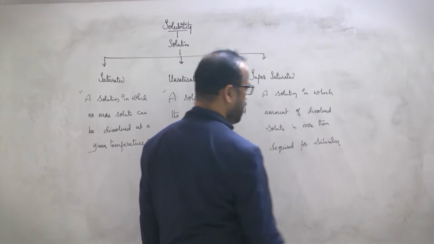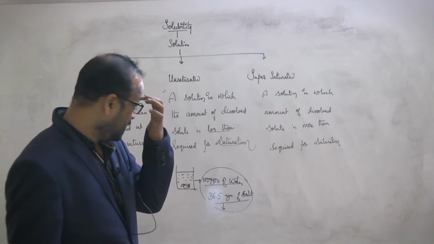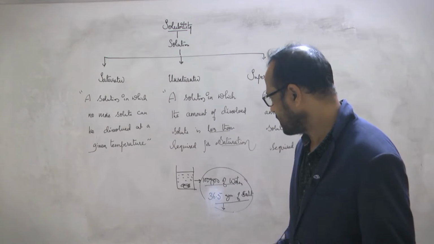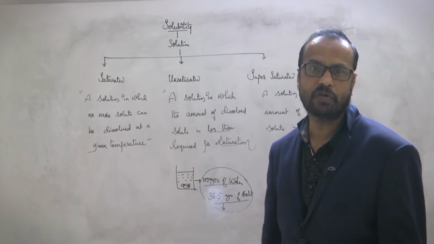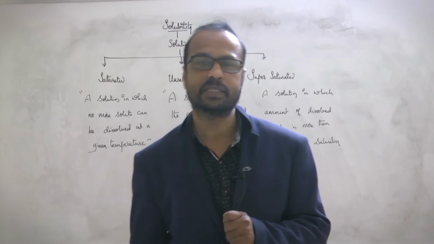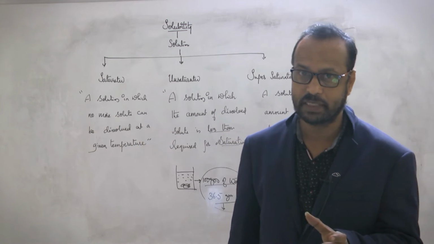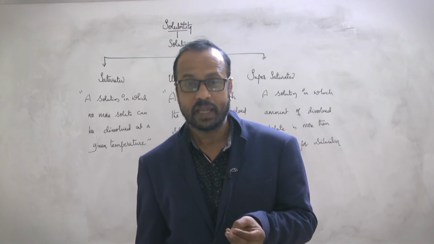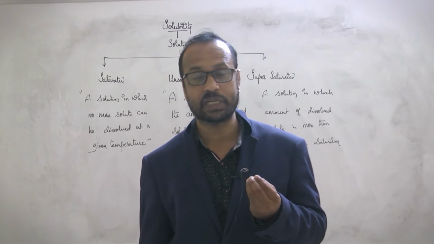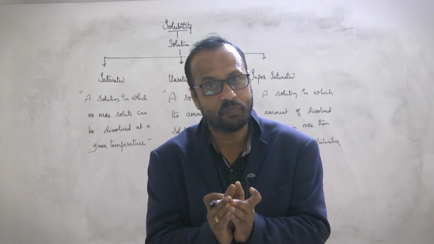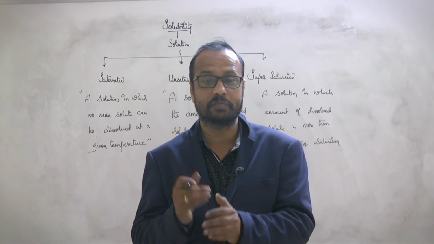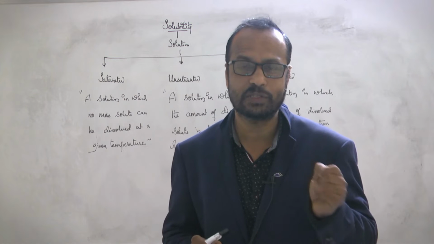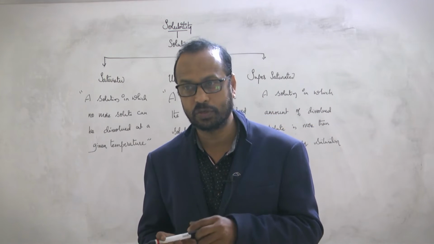So here, for example, a solvent is there, 100 grams of water, and its capacity is that only 36.5 grams of salt can be dissolved. But just imagine that the salt solution contains 100 grams of water in which 50 grams of salt is already dissolved. Then such a solution is called a supersaturated solution. Is this clear to you?